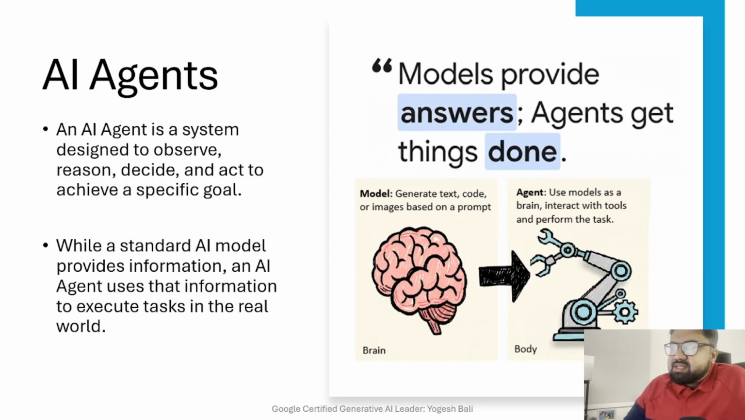A model generates text, code, or images based on a prompt, whereas an AI agent uses these models as a brain, interacts with tools, and performs goal-oriented tasks. So the model is a brain, and the agent is a body. While a standard AI model provides information, an AI agent uses that information to execute tasks in the real world.